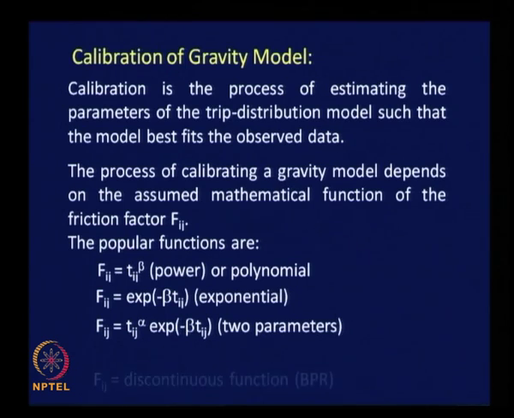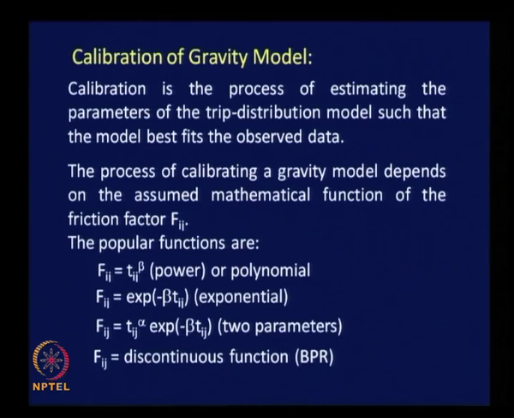There is one more form, a simple discontinuous function, recommended by BPR, Bureau of Public Roads, USA. This is nothing but a combination of these functional forms based on the trip length expressed in the form of travel time. You can choose a function for trips from 0 to 2 kilometers, then for trips from 2 to 4 kilometers you can have another functional form, right.